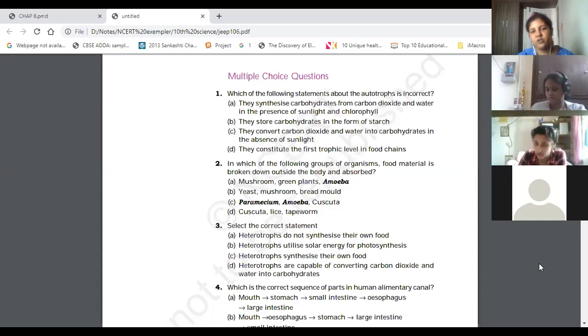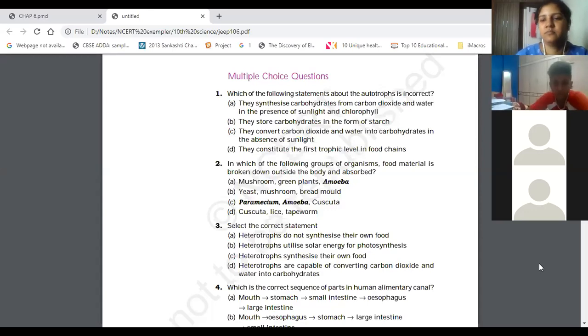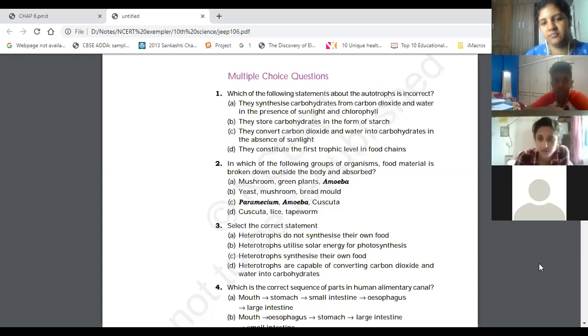Select the correct statement. Heterotrophs do not synthesize their own food. Heterotrophs utilize solar energy for photosynthesis. Heterotrophs synthesize their own food. Heterotrophs are capable of converting carbon dioxide and water into carbohydrates. Option A. Only A is right. How can we correct the other three? Autotrophs utilize solar energy for photosynthesis. Instead of heterotrophs, if you add autotrophs everywhere, then it will work out.